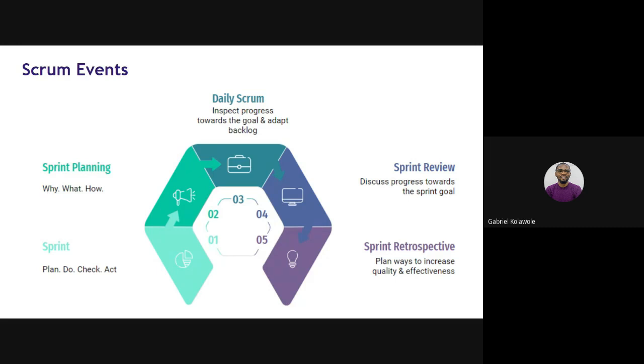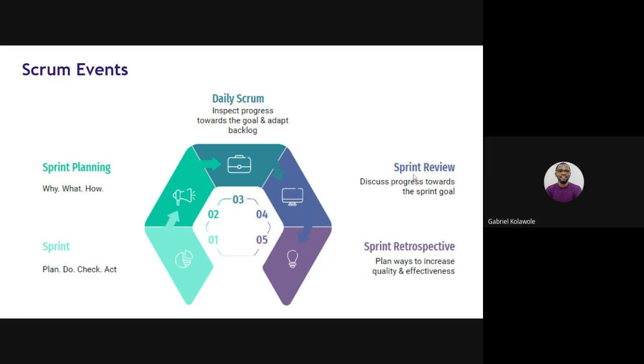Now, sprint planning, there you tackle the what, why you need to build, what you need to build, and why, and how you would build. For daily Scrum, you talk about inspecting the progress towards whatever goal you set during your sprint planning session, and you adapt your sprint backlog to ensure that it delivers the sprint goal that was set during your sprint planning session.